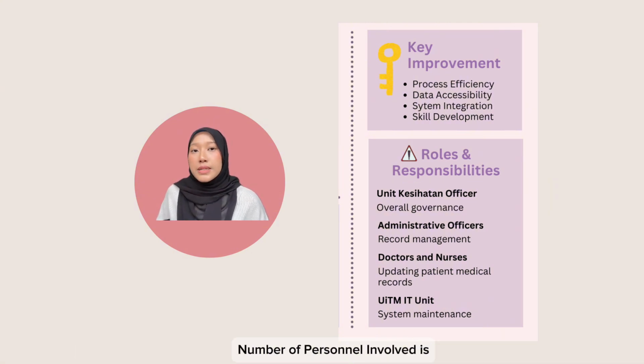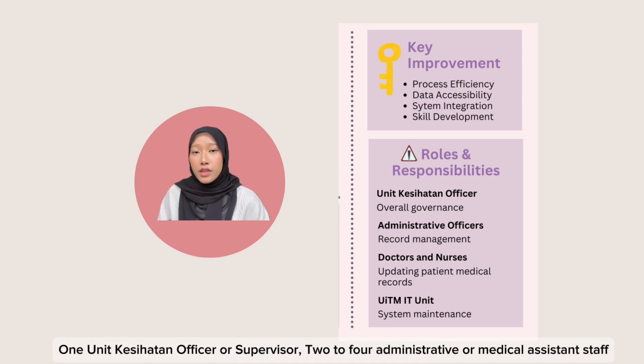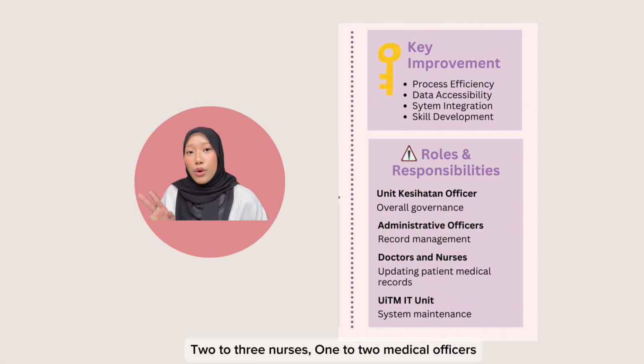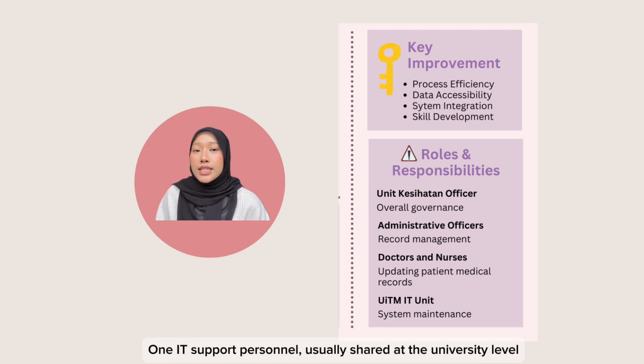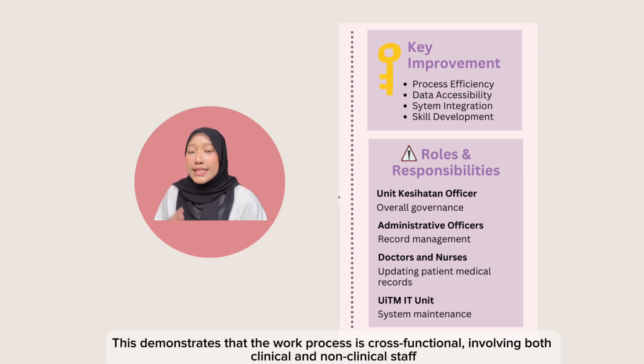So the number of personnel involved is 1 Unit Kesihatan officer or supervisor, 2 to 4 administrative or medical assistant staff, 2 or 3 nurses, 1 to 2 medical officers, and 1 IT support personnel, usually shared at the university level. This demonstrates that the work process is cross-functional, involving both clinical and non-clinical staff.